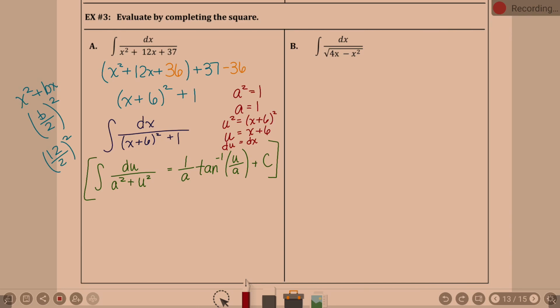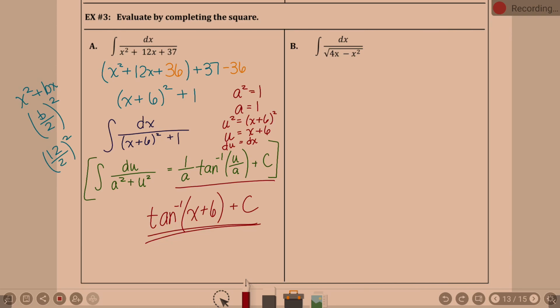So we're ready to write our answer. We're filling this piece out here. 1 over a, so that's going to be 1 over 1, which is 1. Tan inverse of x plus 6 over 1. So x plus 6, and plus c. That's it. Alright. So that's one of those little oddities. It's not your norm, but it's an oddity.